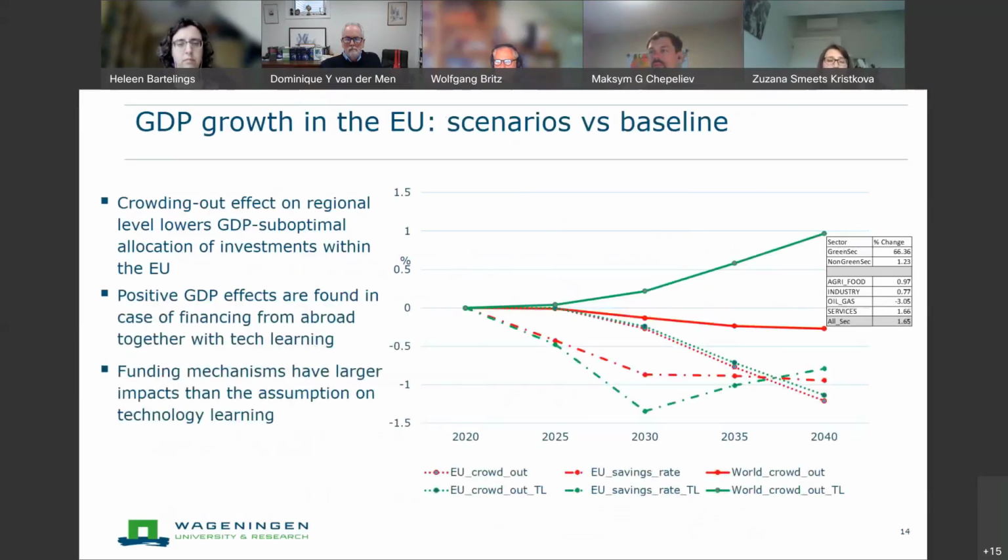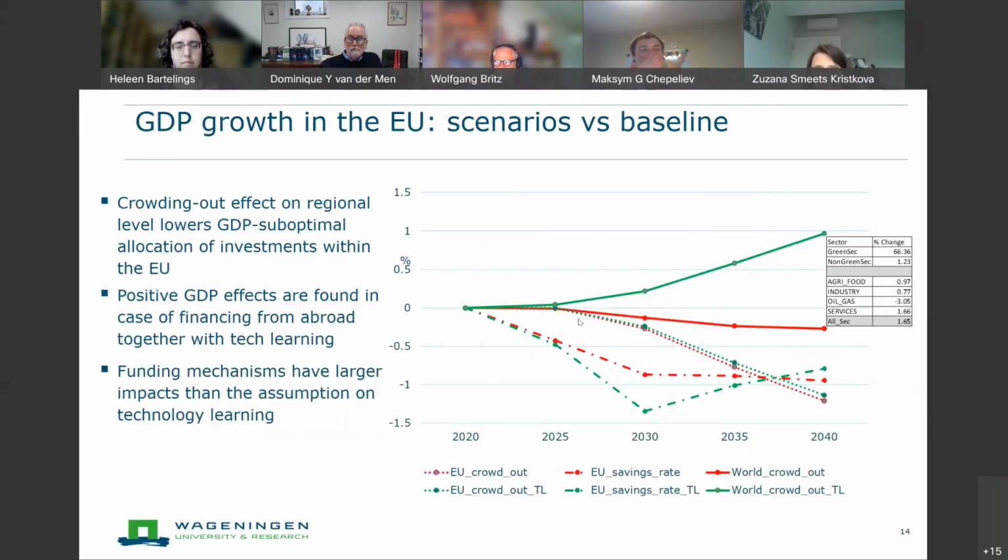We have selected only the most important results. First of all, let me explain a bit how to read this figure, because there's a lot of information here. We use colors to distinguish scenarios that have technology learning, these are the green colors, and without technology learning. And then we also use dashes to distinguish the financing.